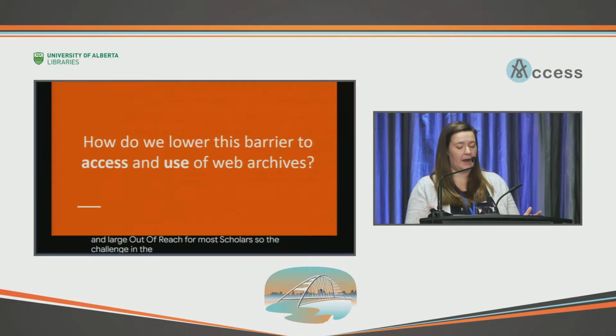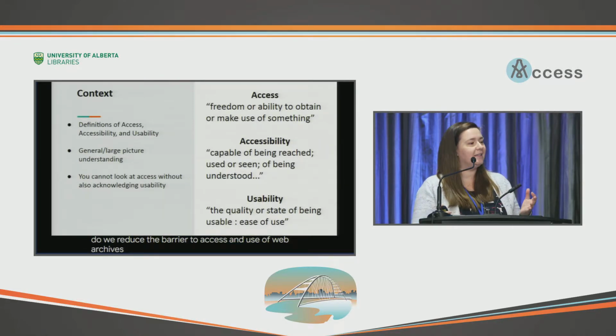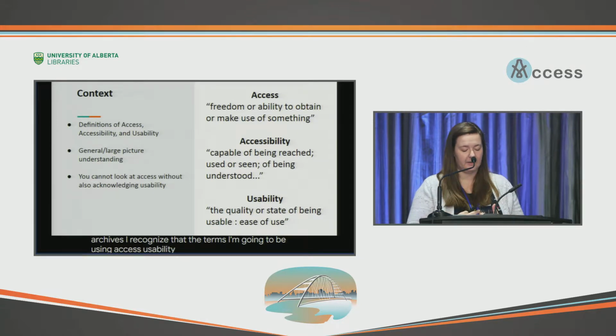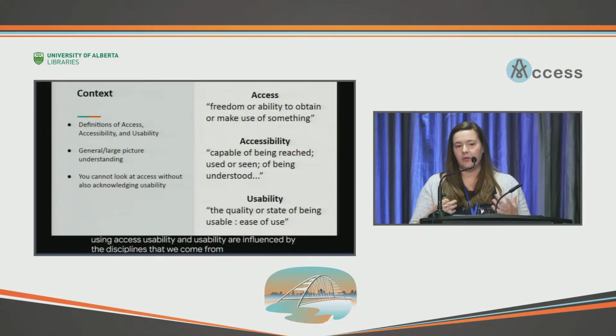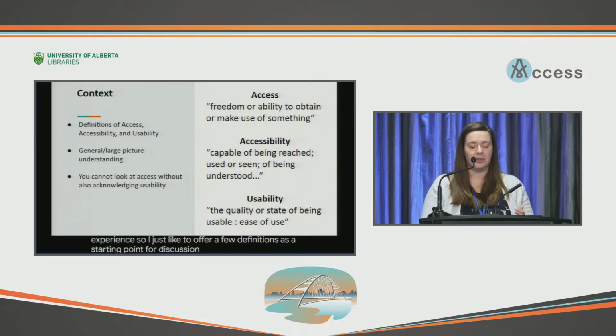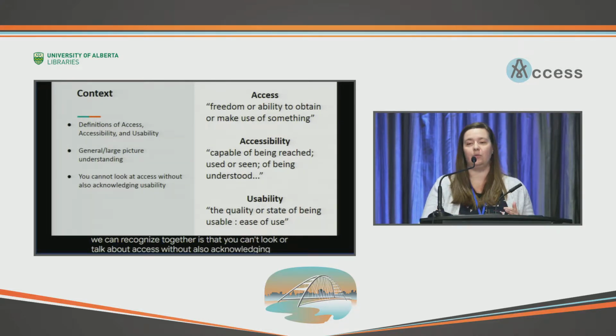So the challenge and the question that we're left with is how do we reduce the barrier to access and use of web archives? I recognize that the terms I'm going to be using, access, accessibility, and usability, are influenced by the disciplines that we come from and our life experience. So I'd just like to offer a few definitions as a starting point for our discussion. Access, we're talking about the freedom or ability to obtain or make use of something. Accessibility, I'm referring to capable of being reached, of being used, seen, understood. And finally, usability, we're talking about that quality or state of being usable, or ease of use. And what I hope we can recognize together is that you can't look or talk about access without also acknowledging the vital role that usability plays.